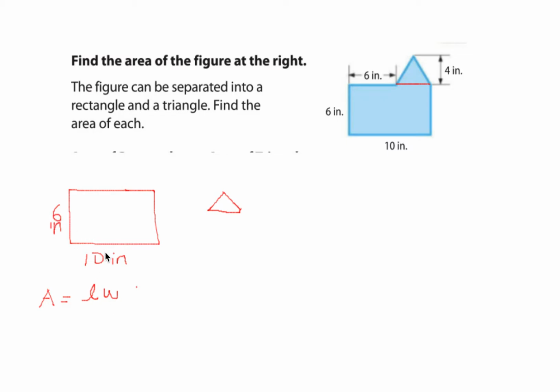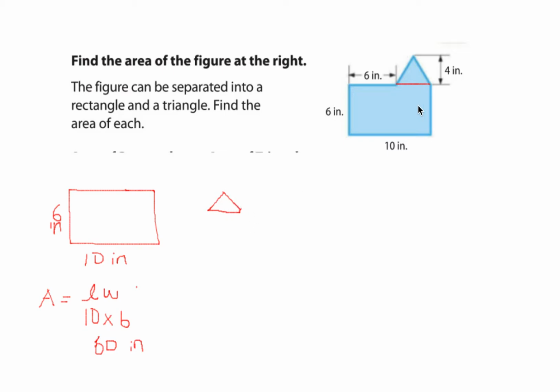So 6 times 10. The length here is 10. It's the longer side. So 10 under the L times the width is 6. And you're like, I know the answer. It should be 60 square inches. Wonderful. Remember, we're going to have to add these up in a minute, just not now.